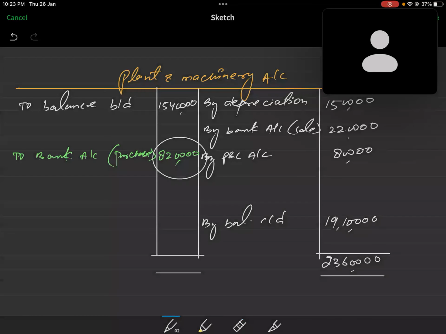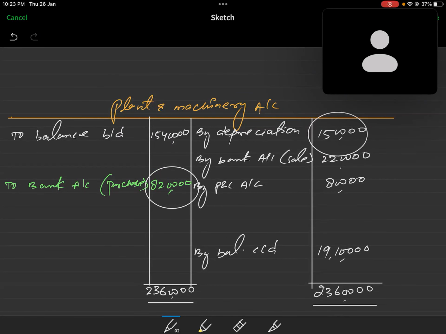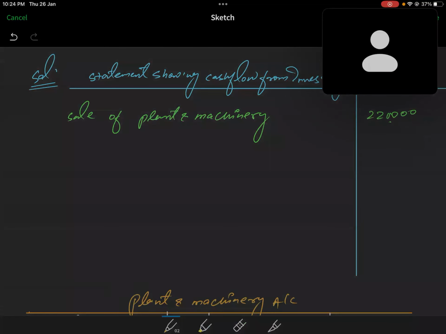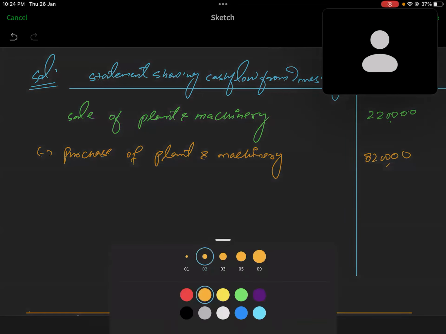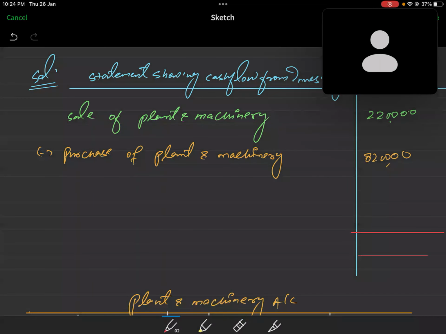All right. So now when we tally, both sides of the account should tally: 23,60,000. Understood? So from this account we will be taking two values. 2,20,000 we have already written in the statement of cash flow from investing activity. One value that we need to take from this account is 8,20,000, indicating the purchase of plant and machinery, and this time again we will be getting the answer in negative terms, 6 lakhs in negative.